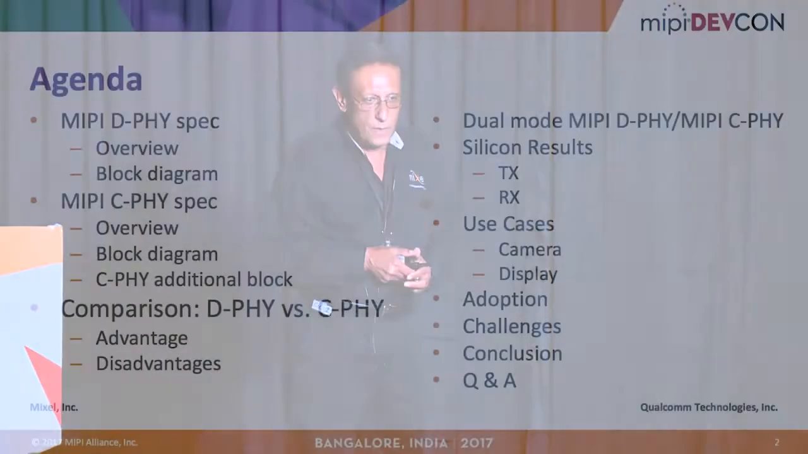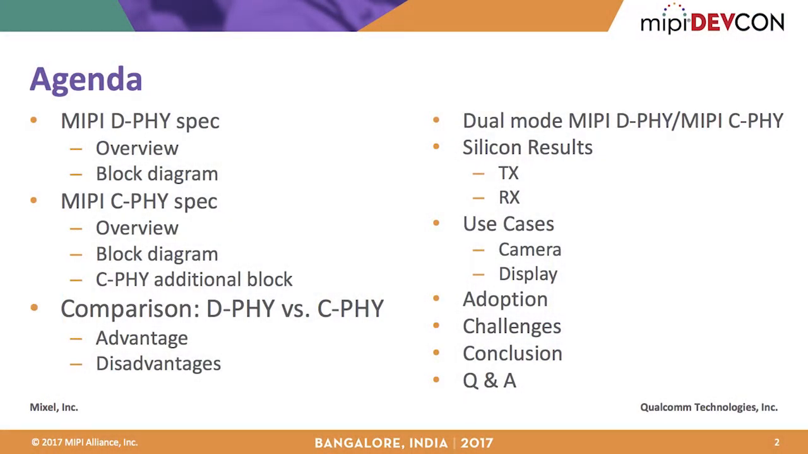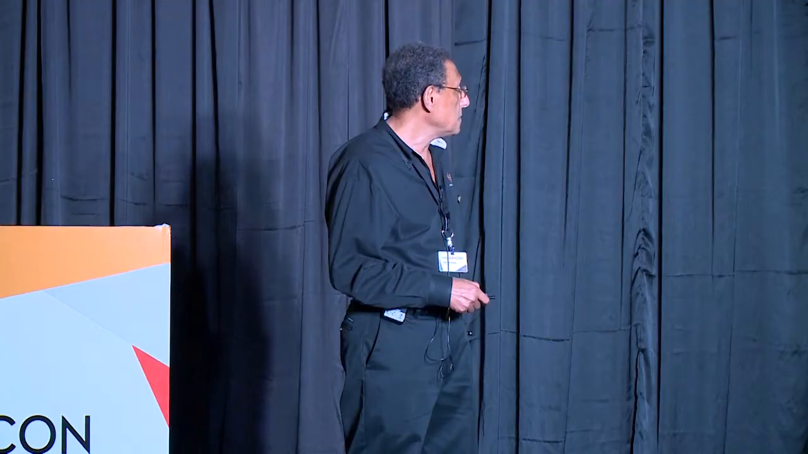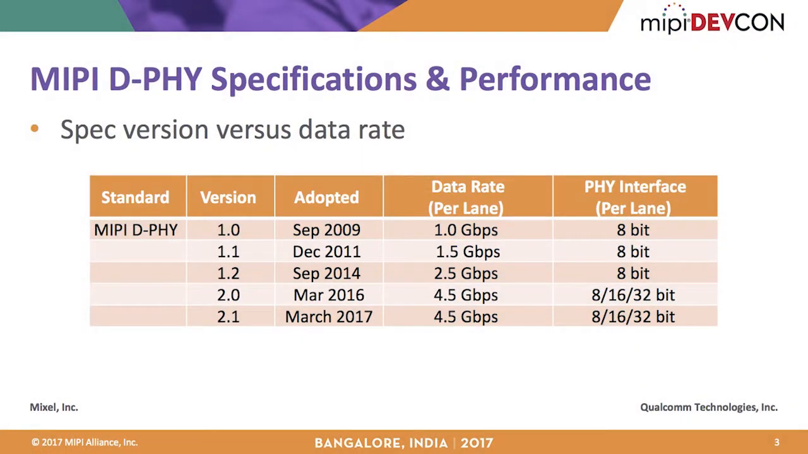This is the agenda. So we'll start with a quick overview of the MIPI D-PHY and C-PHY. We'll talk about the additional block that the C-PHY needs and uses. We'll talk about a comparison between the D-PHY and C-PHY in terms of the trade-offs. Then we'll introduce the dual mode D-PHY, C-PHY combo IP. We'll talk about the transmit and receive, use cases, adoption, challenges, and conclusions, and then we open it for questions and answers.